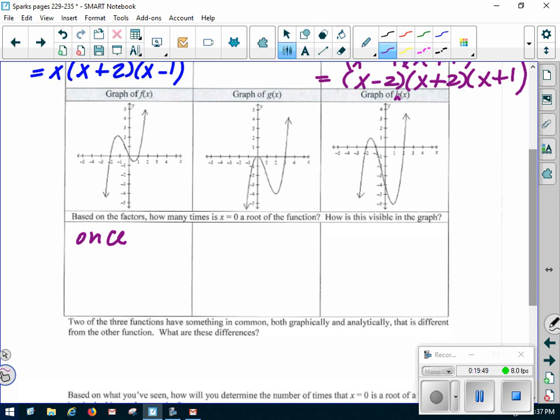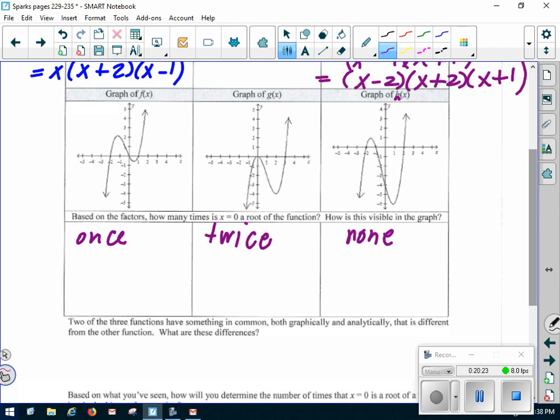What about g of x? How many times is x equals 0 a root? Twice? And how is that obvious on the graph? The graph is tangent to the x-axis at x equals 0. Yep. This will all be posted on the filled-in notes, so if you get behind, don't sweat. What about on the third one? How many times is x equals 0 a root? None. How is that visible in the graph? Your curve never crosses the origin.